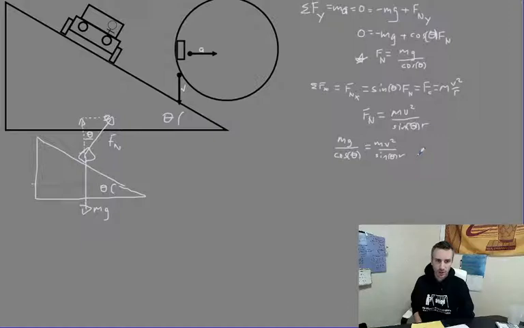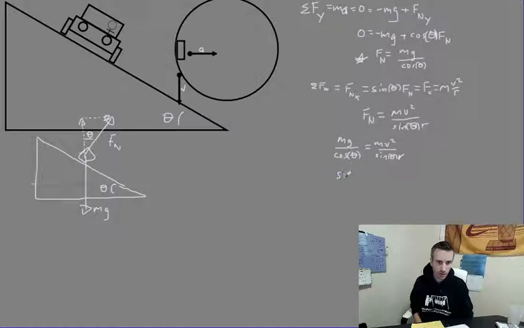Okay, and so what we want to do is solve for theta. So let's go ahead and get all the thetas off to one side, and then we can isolate the theta by itself. Let's take a moment to look at this. What we can do is multiply each side by sine theta and divide each side by mg. So let's go ahead and do that.